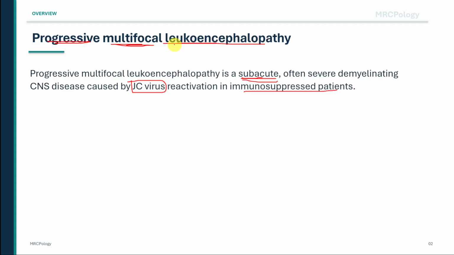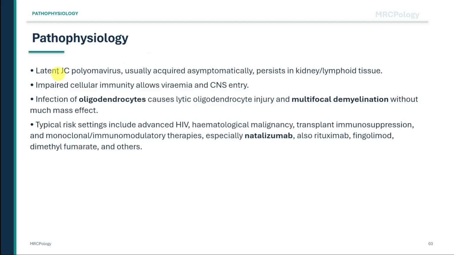To understand PML, think in 3 steps. First, JC virus is usually acquired silently and remains latent, especially in kidney and lymphoid tissue. Second, when cellular immunity is impaired, the virus can reactivate, enter the bloodstream, and reach the brain. Third, JC virus infects oligodendrocytes, causing lytic oligodendrocyte injury and patchy demyelination.